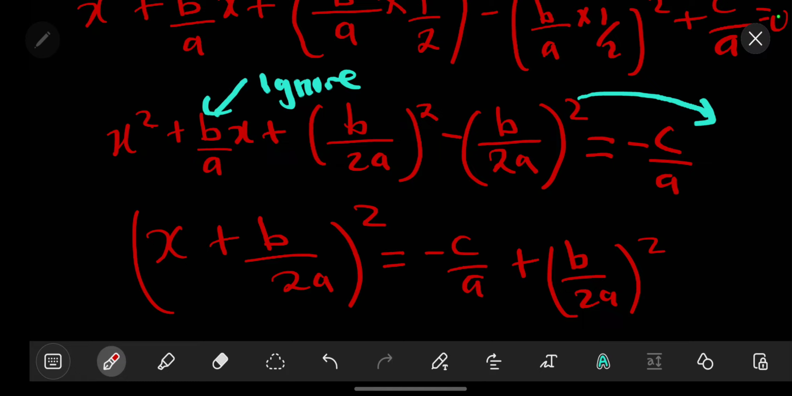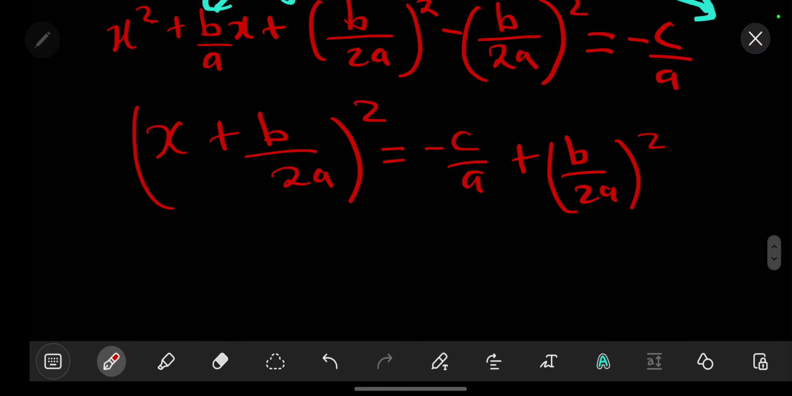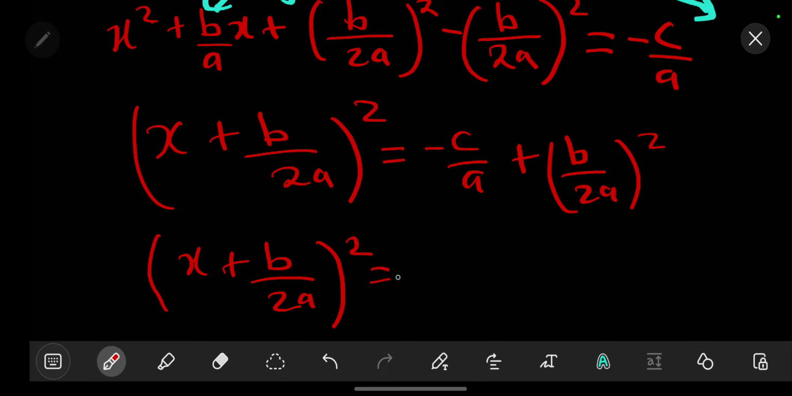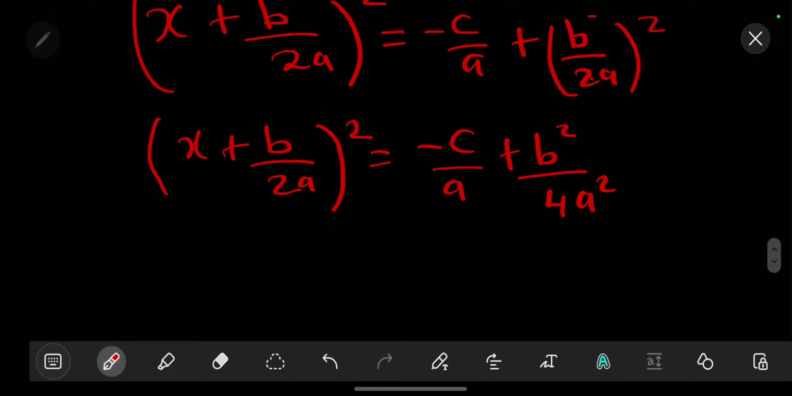So from there we are going to say, let's simplify this value. So we have firstly x plus b over 2a, then we have squared should be equal to negative c over a. Then we have plus b squared over, so this 2 is distributed, it will come here, it will come here. 2 squared is 4, a squared is a squared like that. So it will be distributed throughout.